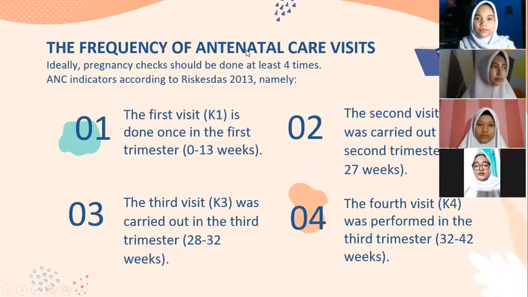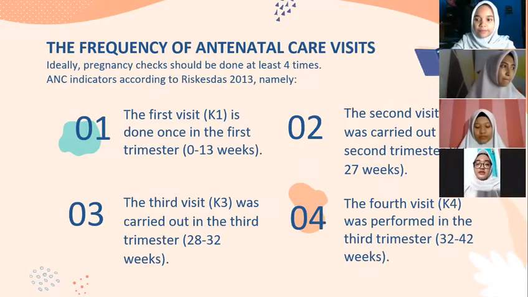Okay, I will be explaining the frequency of antenatal care visits. Ideally, pregnancy checks should be done at least 4 times. ANC indicators according to Riskesdas 2013. Namely, the first visit, or K1, is done once in the first trimester, from 0 until 13 weeks. This pregnancy check is done once and usually lasts 30 to 40 minutes, including physical examination, maternal medical history, and so on. The second visit, or K2, is carried out in the second trimester, from 14 until 27 weeks.